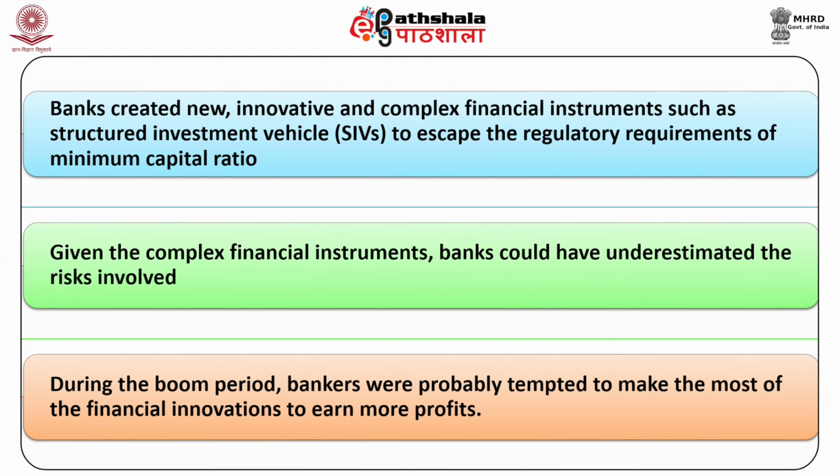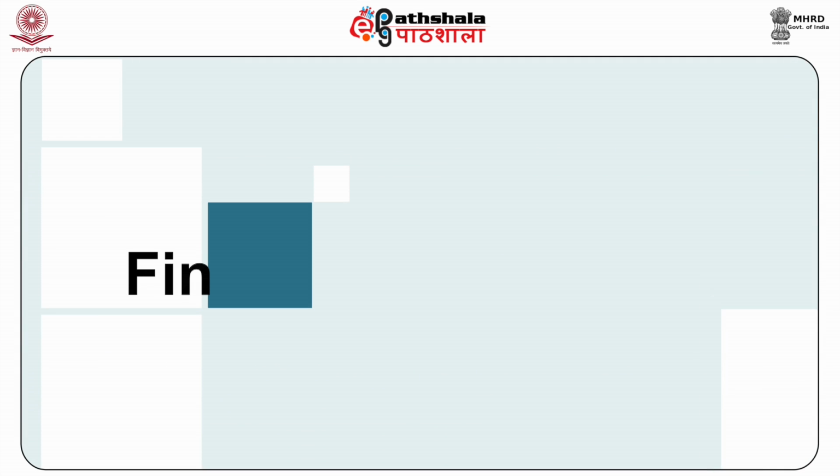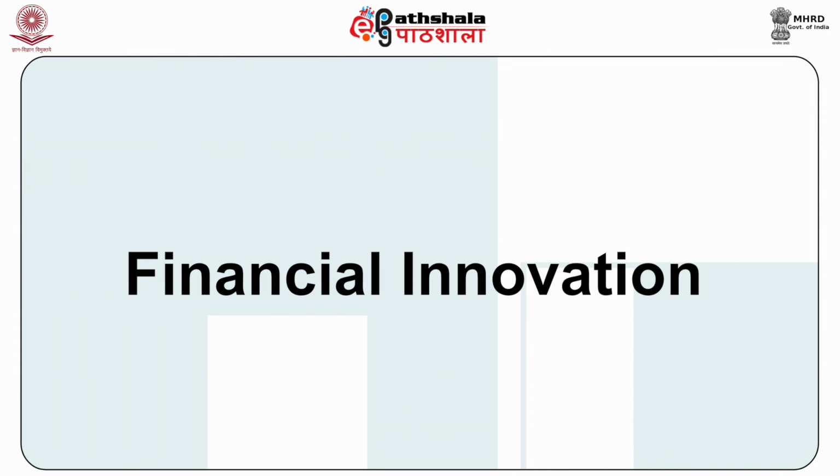First, banks created new, innovative and complex financial instruments such as structured investment vehicles to escape the regulatory requirements of minimum capital ratio. Secondly, given the complex financial instruments, banks could have underestimated the risk involved. And thirdly, during the boom period, bankers were probably tempted to make the most of the financial innovations to earn more profit.